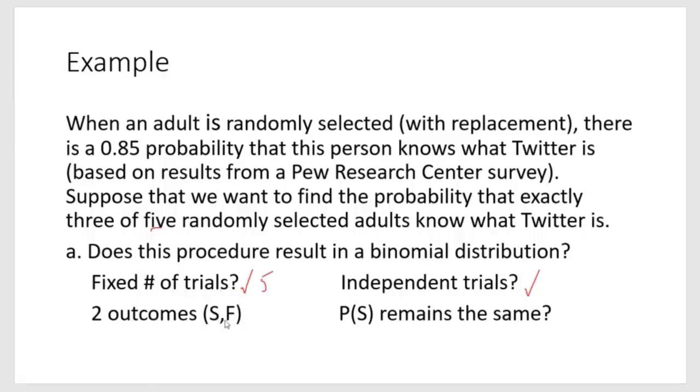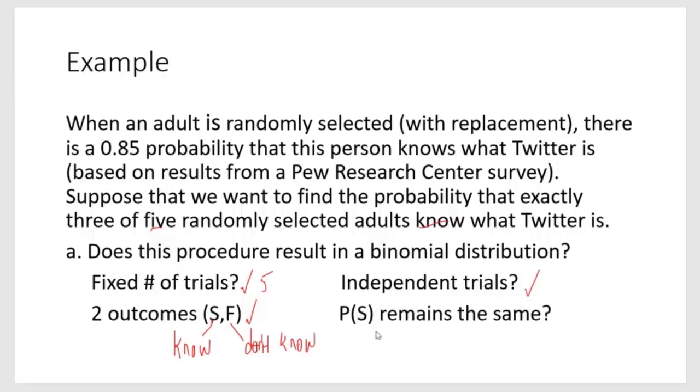Are there 2 outcomes that we can define as success and failure? Yes. Since we are looking to see if they know, then knowing would be success. And again, if you wanted to say what is the probability that they don't know, then don't know would be success. It's just whatever you're looking for.